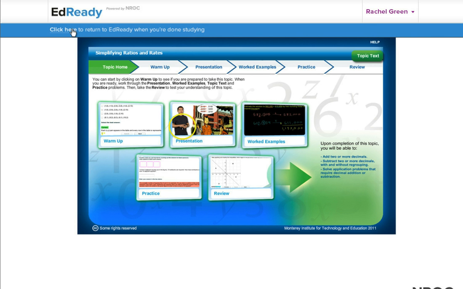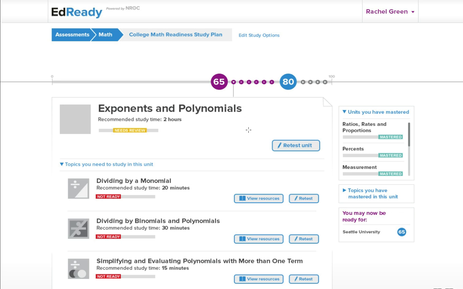Once Rachel studied this resource, which you can see is specific to the topic that she needed to know, in this case simplifying ratios and rates, she can return to EdReady, retest herself using one of the retest buttons, and hopefully master that topic. As she masters material, the units and the topics in that unit move off to the right and get flagged as having been mastered. You can see here that I'm showing you an intermediate stage as Rachel has slowly mastered this material and raised her score. And as she passes benchmarks in the schools that she's chosen, it'll get flagged for her.